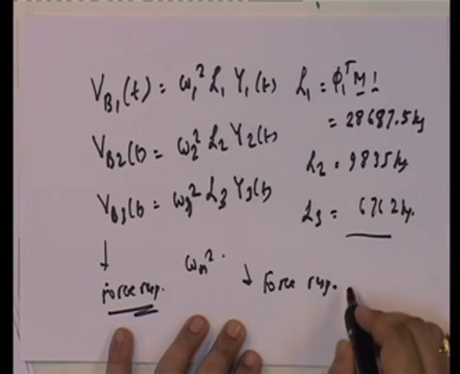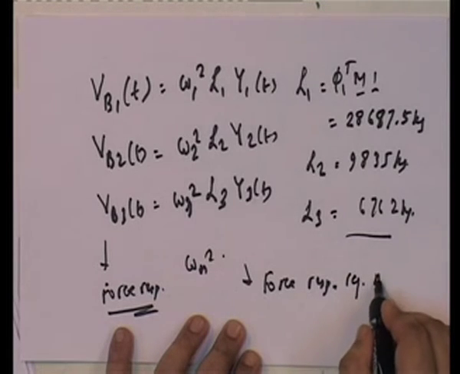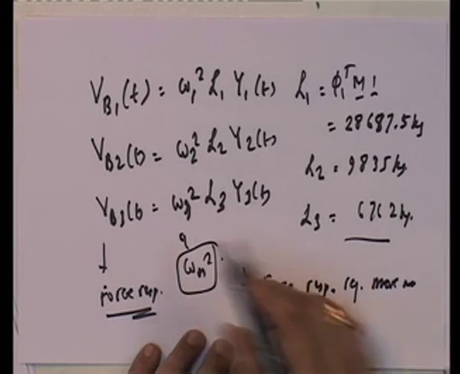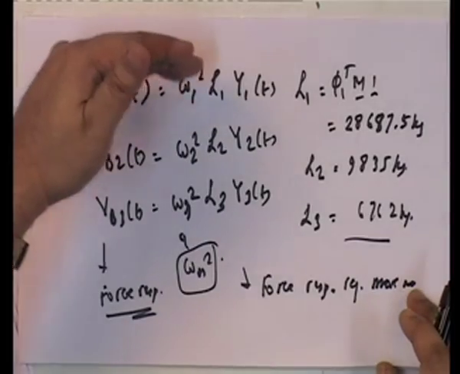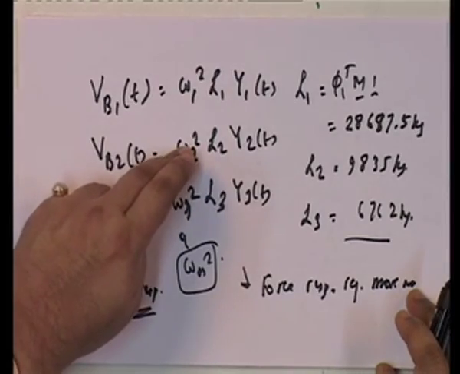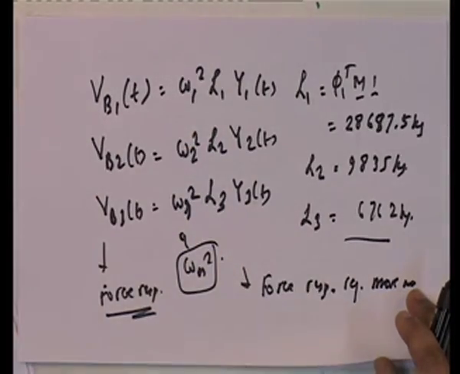So, the force response requires more modes because they are actually multiplied with omega n squared. This one is lower, this one is higher. As your omega n is being multiplied, the contribution of the higher modes to force responses is more than to displacement responses. This is another very, very important aspect that you need to consider. So, if you are looking at force responses, you need to consider many more modes.